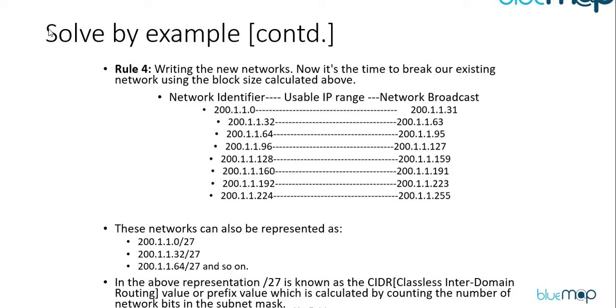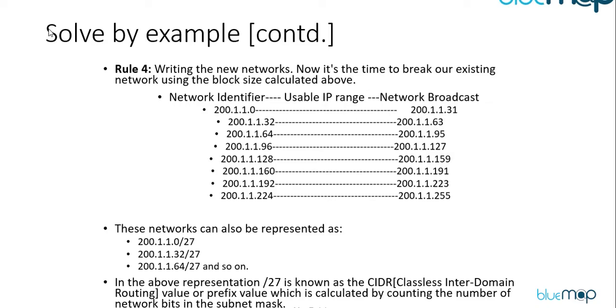So 0 plus 32 makes it 32. Then 32 plus 32, 64. 64 plus 32, 96. 96 plus 32, 128. And you continue going down. Till where? Till the point of time where you don't exhaust the entire class.